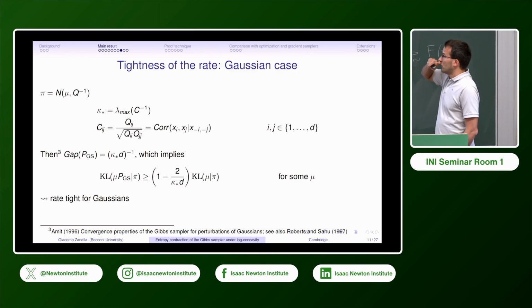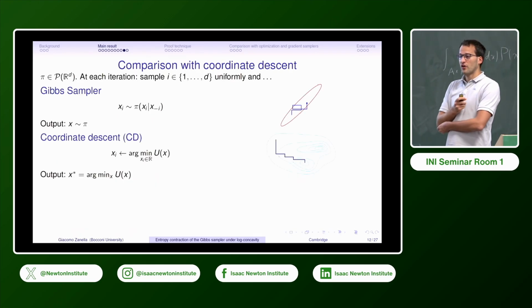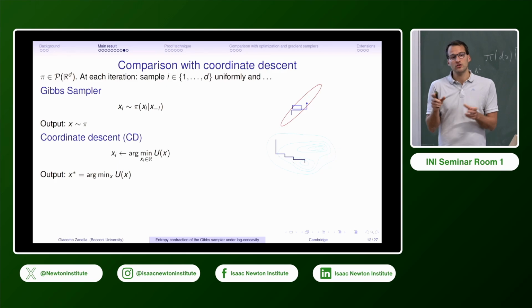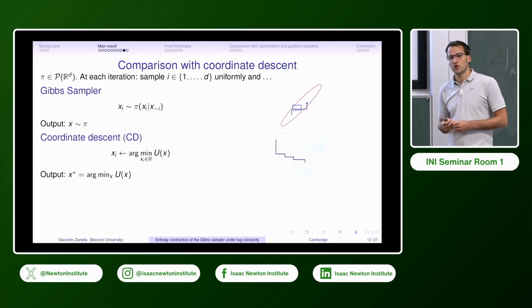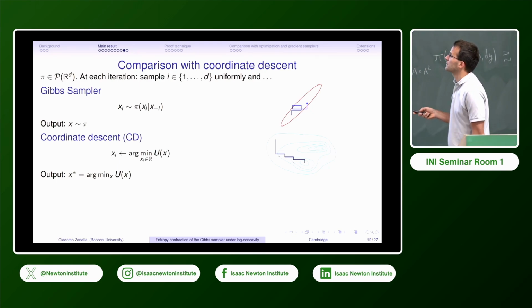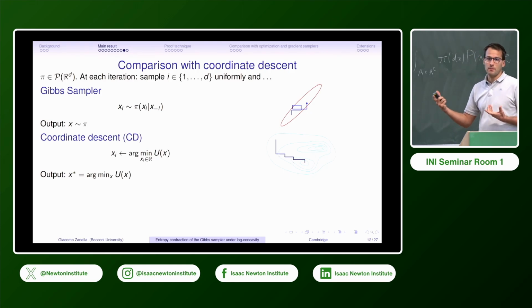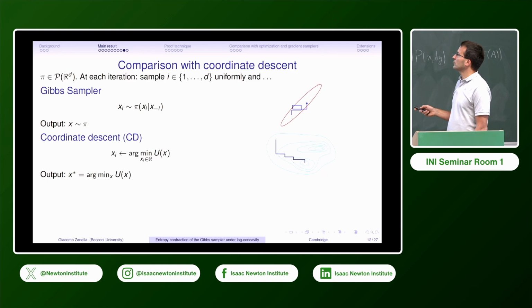Okay, so I mentioned already a few times the connection with optimization, because indeed, if you're familiar with the analysis of coordinate descent, there are a lot of elements which are related to the analysis of coordinate descent in convex optimization. And indeed, there are a lot of connections between Gibbs sampling and coordinate descent. These are two algorithms which try to do different tasks. One is trying to sample from pi, the other is trying to optimize pi. But in terms of behavior, they have a lot of connections.